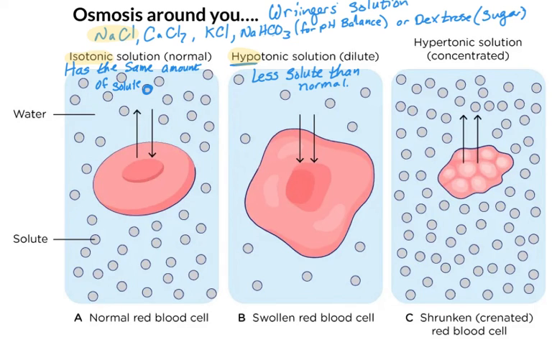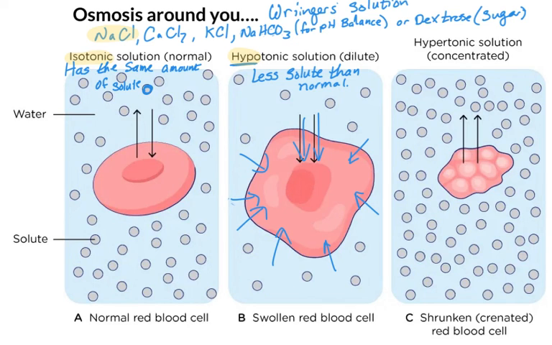On the other hand, if you have a hypotonic solution, say pure water was placed inside the IV bag or the blood cell was placed in pure water, what would then happen is that the water would rush into the cell and the cell would swell and become much larger. And again, that is called hypotonic when it has less than the normal amount of solute.